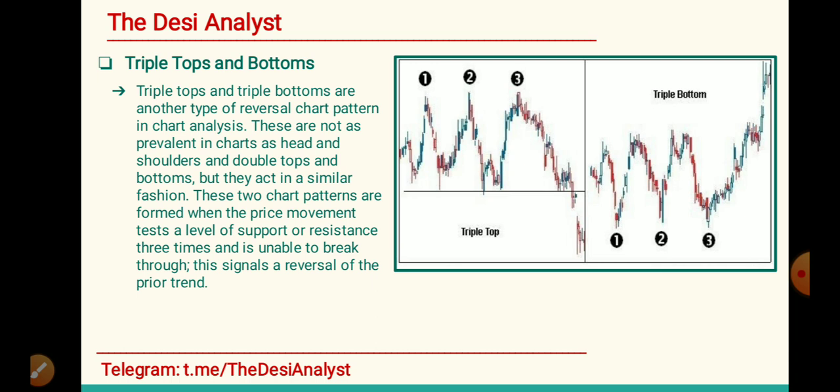These two chart patterns are formed when the price movement tests a level of support or resistance three times and is unable to break through. This signals a reversal of prior trend. So two times we have seen. After that, the third time it is forming. After the third top or bottom, it might give a breakout or breakdown.